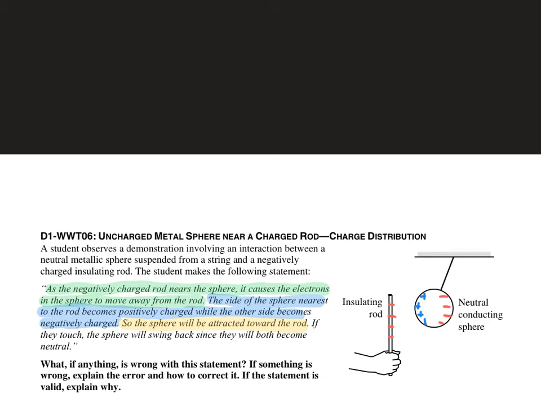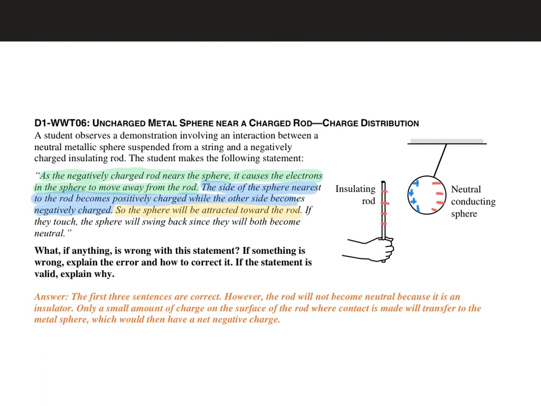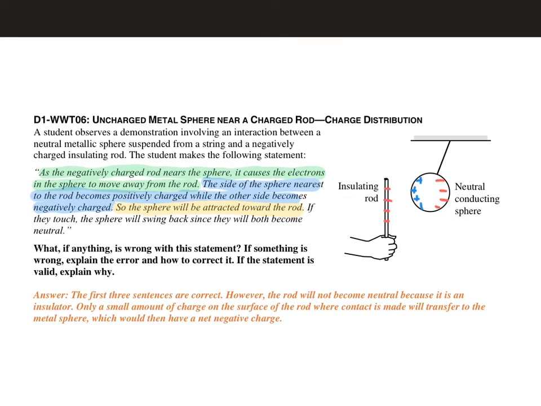Then this last statement: if they touch, the sphere will swing back since they will both become neutral. Either that's correct or it's not. It's not. Why is it not correct? Because the insulator won't lose its strength. Because I said so, all right? But yes, the first three sentences are correct, but the rod cannot become neutral because it's an insulator. And so there's that raw fact that you could memorize and repeat without understanding.